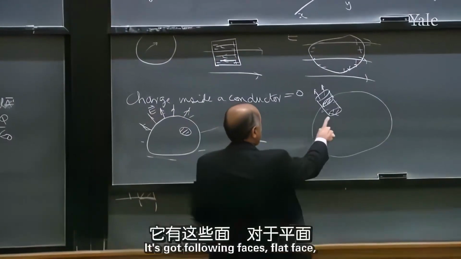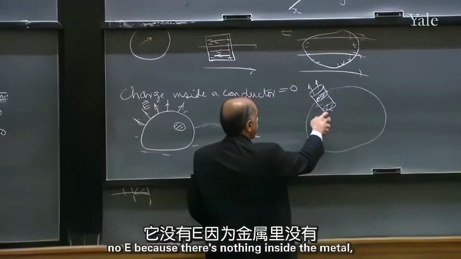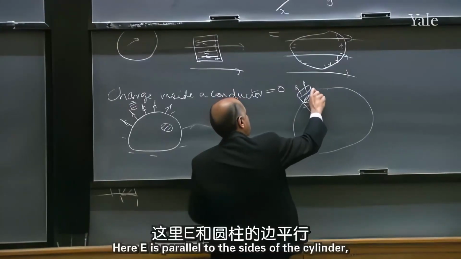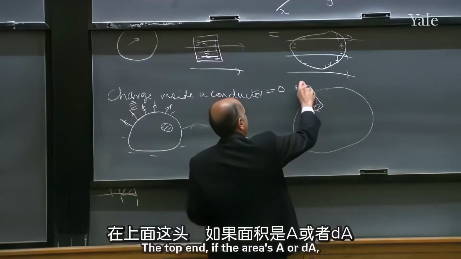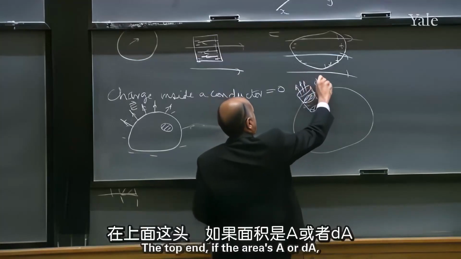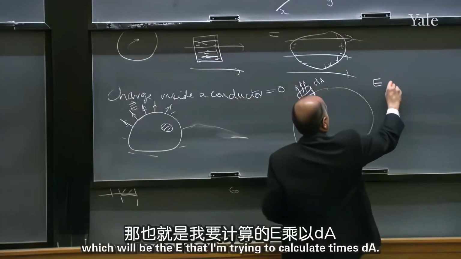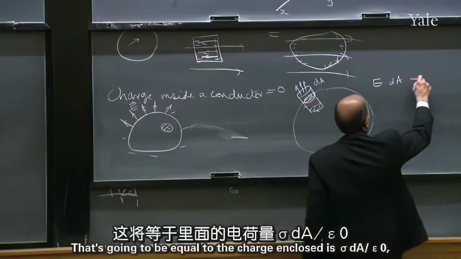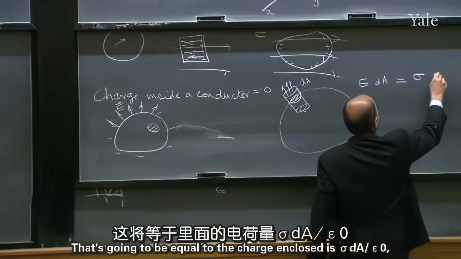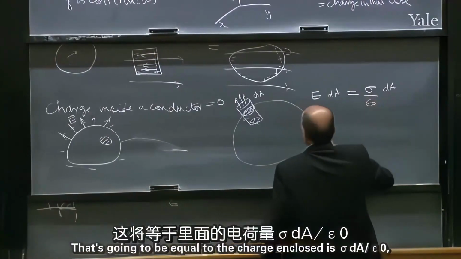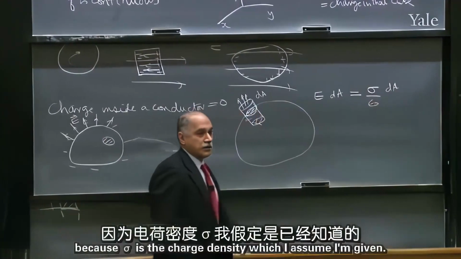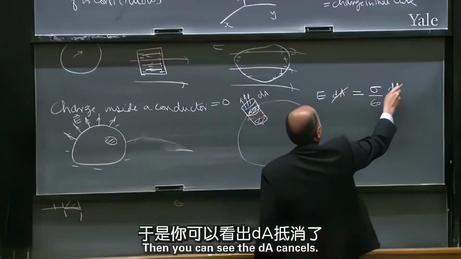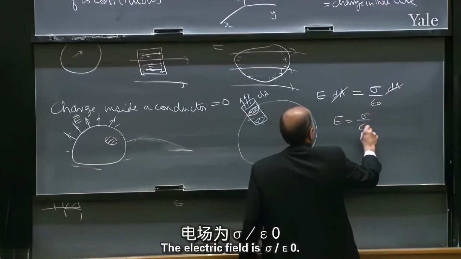It's got the following faces. Flat face, no E, because there's nothing inside the metal. This part of the curvy face, no E, nothing inside the metal. Here E is parallel to the sides of the cylinder, so there's no flux. The top end, if the area is A or dA, the top end will have a flux, which will be the E that I'm trying to calculate times dA. And that's going to be equal to the charge enclosed. The charge enclosed is sigma dA over epsilon 0, because sigma is the charge density, which I assume I'm given. Then you can see that dA cancels. The electric field is sigma over epsilon 0.